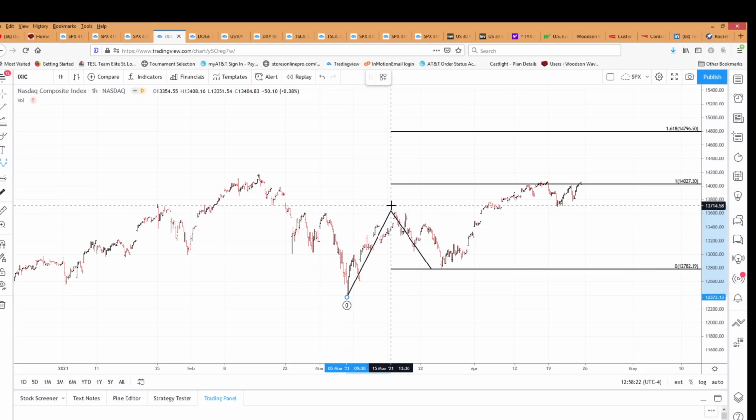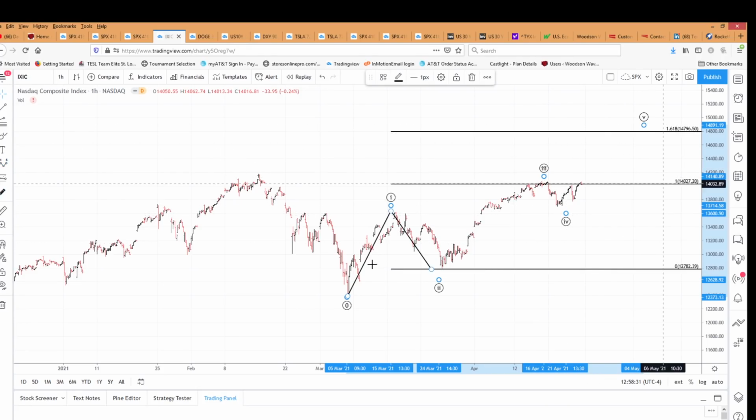If this is a low, that's 1, that's 2. 3 could be complete here, or it could go to 1618. If it's complete here, then 4 would have to hold above this high, which is right at 13,615, and so far it has.